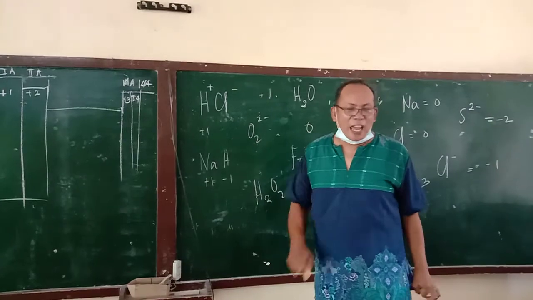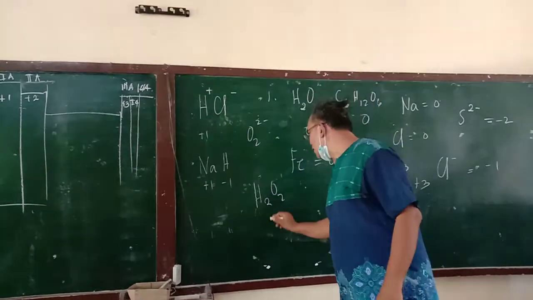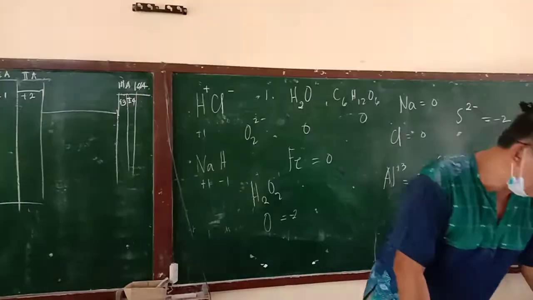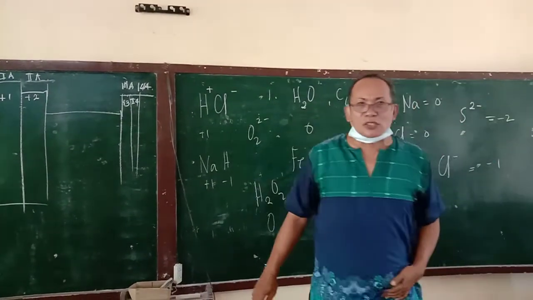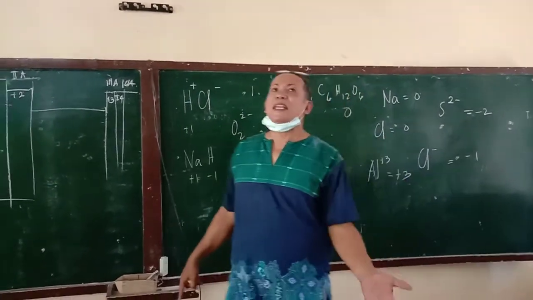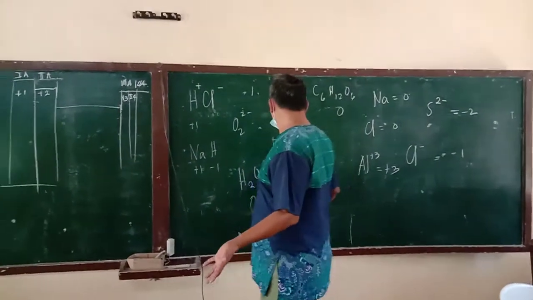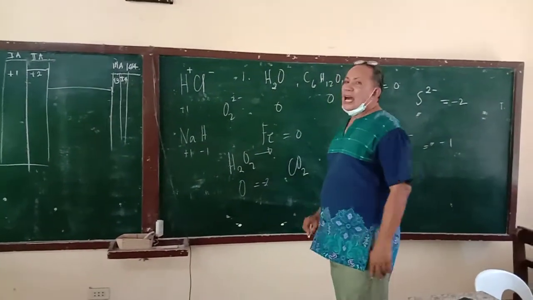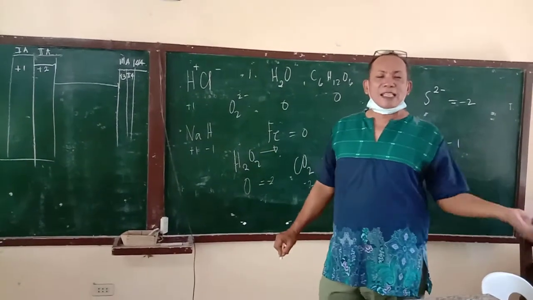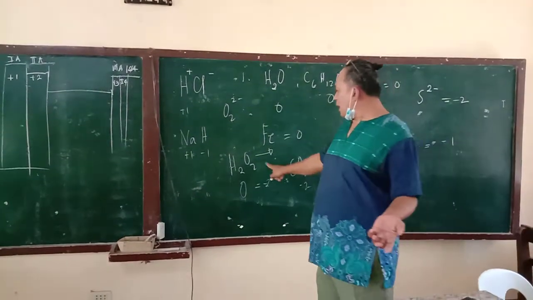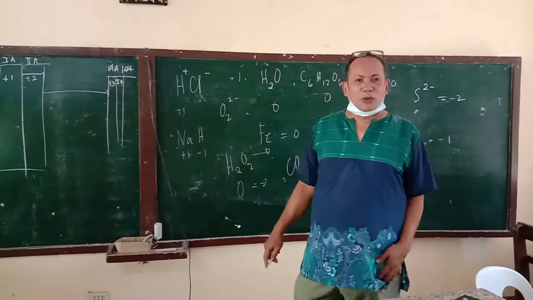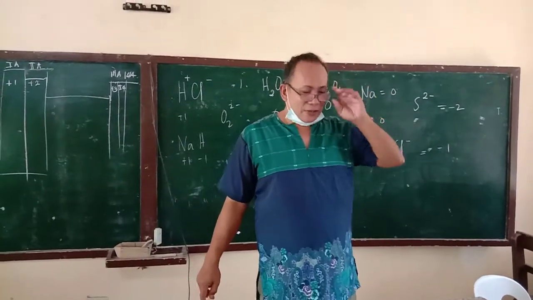So that is the peroxide. But usually, oxygen has an oxidation number of -2. That is the most common. For example, carbon dioxide, CO2. The oxygen here is always -2, when paired with other elements. It can sometimes be a peroxide, but that is not common. Usually it is negative 2. Okay, next!